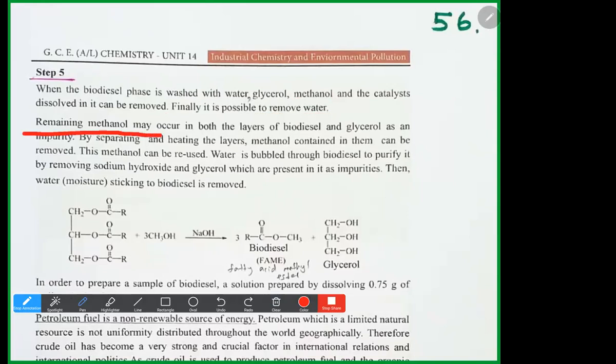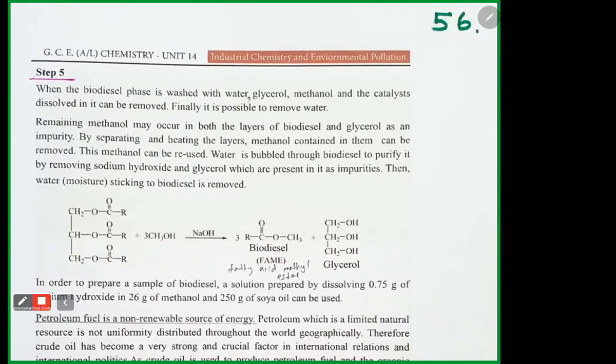Remaining methanol may occur in both the layers of biodiesel and glycerol as an impurity. By separating and heating the layers, the methanol contained in them can be removed. This methanol can be reused. Water is bubbled through biodiesel to purify it by removing sodium hydroxide and glycerol, which are present in it as impurities. Then water or moisture sticking to biodiesel is removed. You can dry it to remove water.